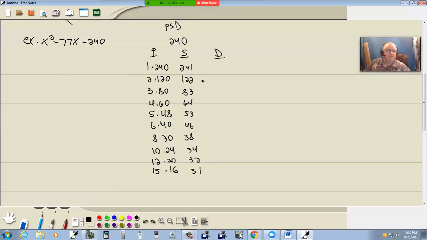Subtract them, smaller from larger. 240 minus 1 is 239. 118, 77, 56, 43, 34, 22, 14, 8, and 1. Assuming no math errors. Now the number we're looking for is the number in our middle term, which is 77, which is right here, which means I use 3 and 80.